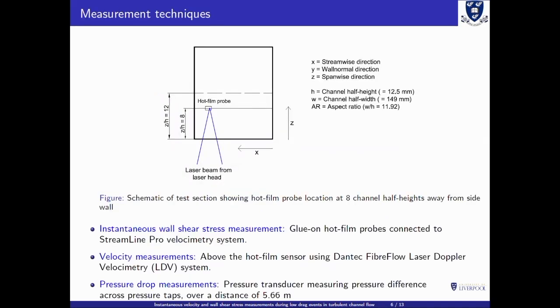For measurement techniques, as I said before, we need simultaneous measurement of wall shear stress and velocity. So we are using glue-on hot film probe anemometry for the measurement of instantaneous wall shear rate, and at the same time we are doing velocity measurement directly above the glue-on probe for the velocity profile measurement. We are also doing pressure drop measurements for calibration of our hot film probes.